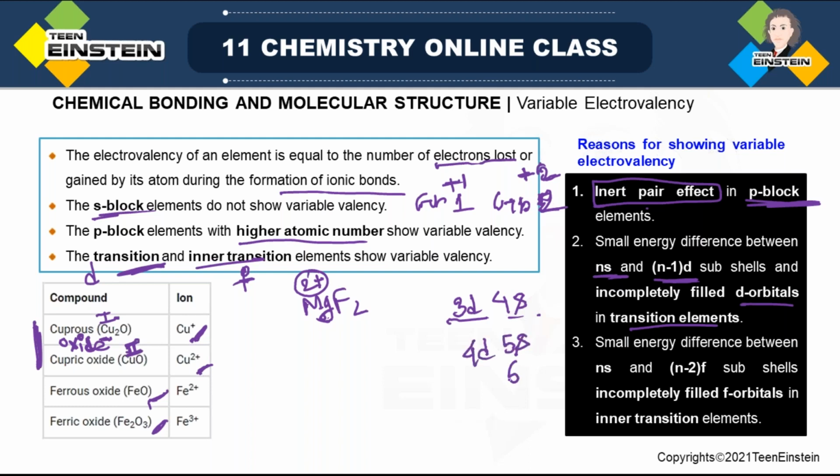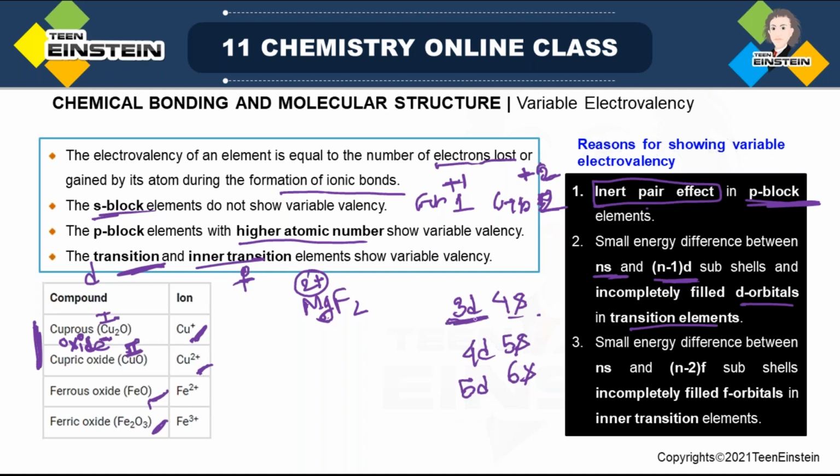If you consider the next series, it will be 6s, 5d, because the principal quantum number is 1 less. Now the energy difference between 3d and 4s: in D block elements, both 3d 4s, or 4d 5s, or 5d 6s, contain valence electrons. They take part in bonding. So that is why I am calling them valence electrons.